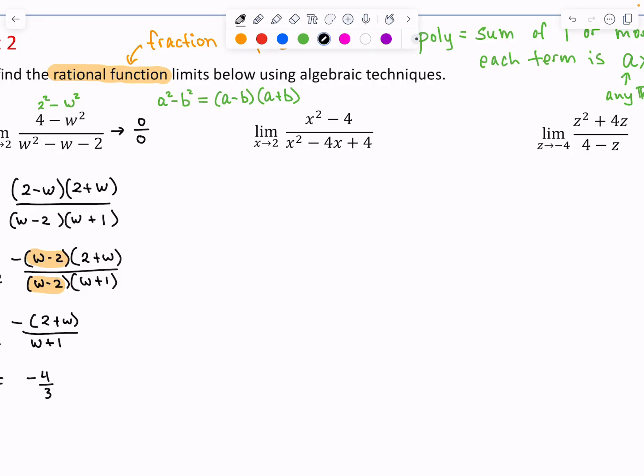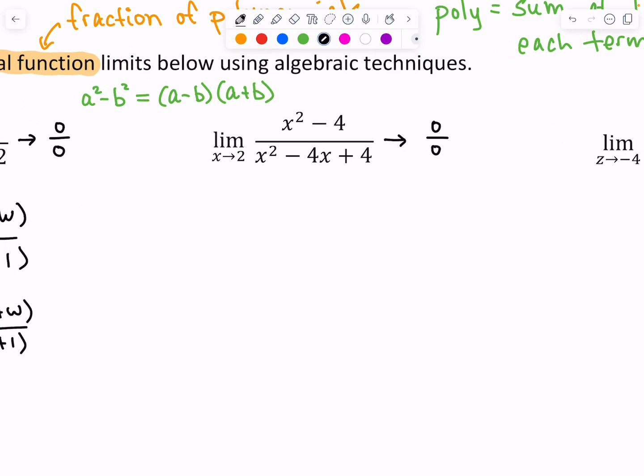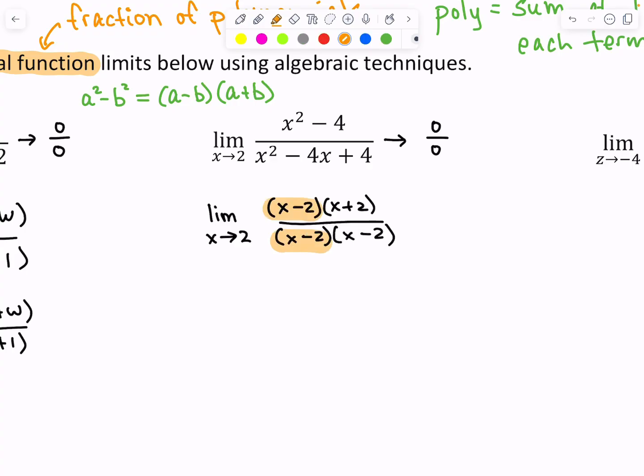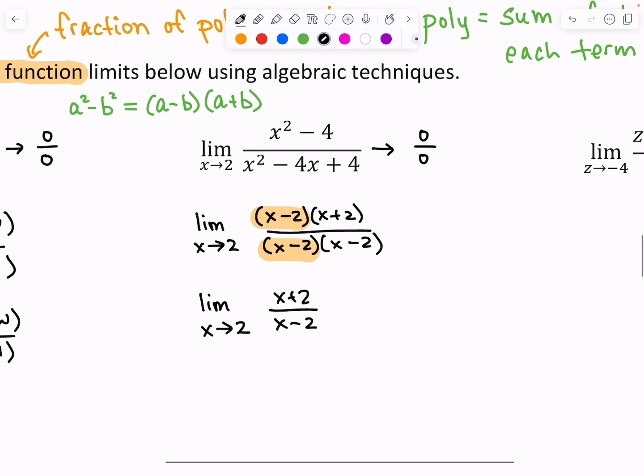If you try to plug 2 in now, you will get another 0 over 0, suggesting we can factor both. The difference of squares in the numerator becomes (x minus 2)(x plus 2), and we have a trinomial that factors into (x minus 2) times another (x minus 2). We get cancellation of this pair of (x minus 2)'s. So we now have to do a limit as x approaches 2 of this new function.